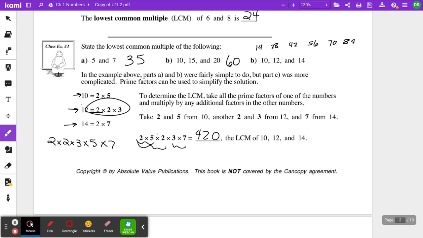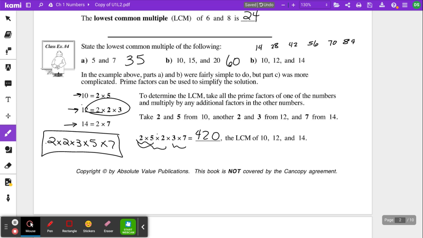So here's the method. You need all the factors of each number in your answer, but not extra, okay? So do you see in this list where you could find the 10? I do, a 2 and a 5. Do you see a 12 in that list? That's the 2, 2, 3 part. Do you see a 14 in that list? Yes, a 2 and a 7.